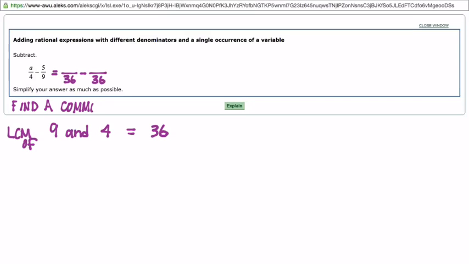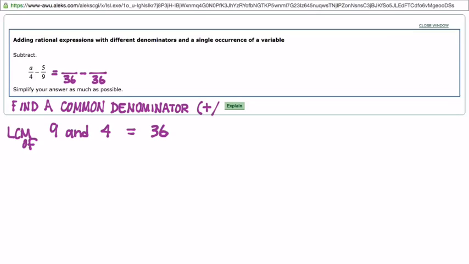Let me back up a second. What is it about this problem that tells you that you need a common denominator? You have a variable on top. Oh, okay, we have a variable on top, that's true. Does that mean that we'll always need a common denominator whenever we have a variable? No, it's a subtraction problem. Yeah, exactly. It's a subtraction problem.